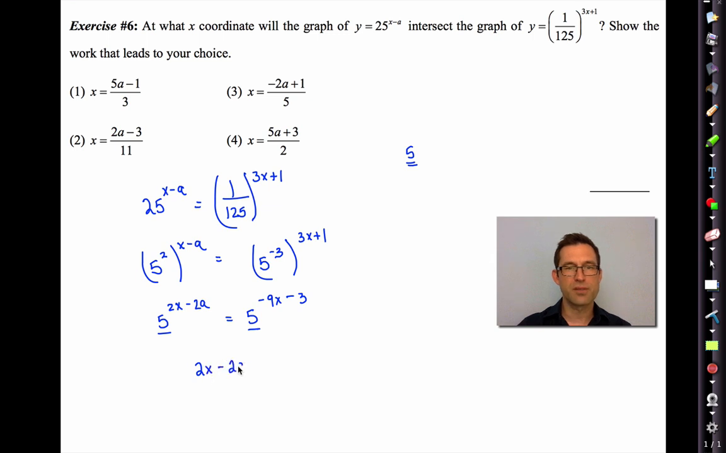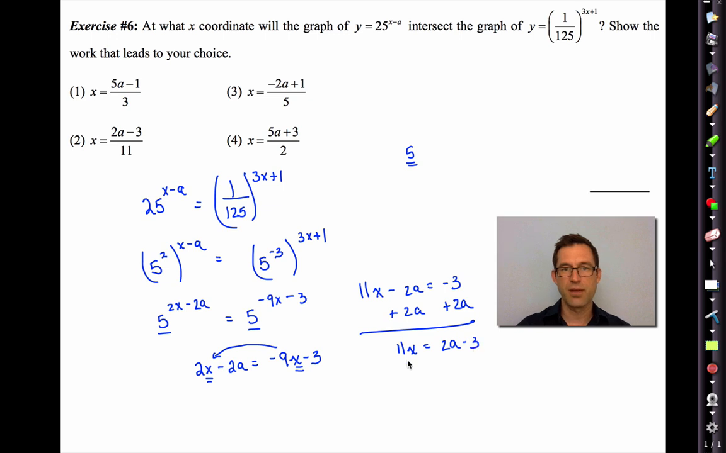So we're going to set 2x minus 2a equal to negative 9x minus 3. Remember what we're trying to do here. Never lose sight of what you're trying to do. That can happen in math often, right? We're trying to solve for x. So I'm going to bring this negative 9x to this side. It's going to give me 11x minus 2a is equal to negative 3. And then I'm going to add a 2a to both sides here. And that's going to give me 11x equals 2a minus 3. But now, of course, it's easy enough to just divide and get x equals 2a minus 3 divided by 11.